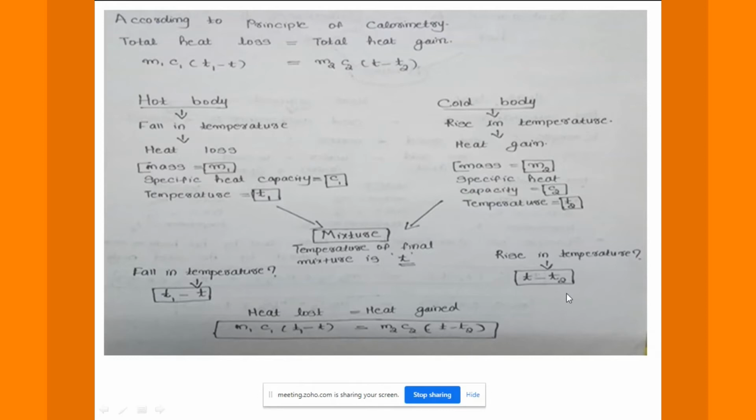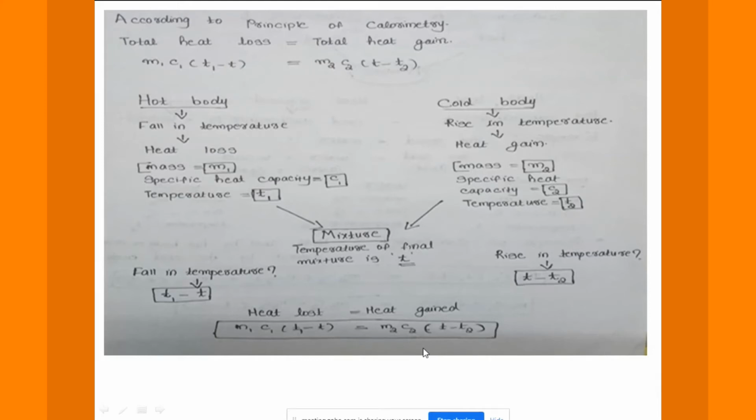Now we can substitute that here. According to the principle of calorimetry, total heat loss equals total heat gain. What is the heat loss, that amount Q here? That will be m1c1, and instead of delta T we are writing T1 minus T. That's all. m1c1 into (T1 minus T) equals the heat gain, which is m2c2 into (T minus T2). I hope it is clear now. This is the mathematical form of the principle of calorimetry.